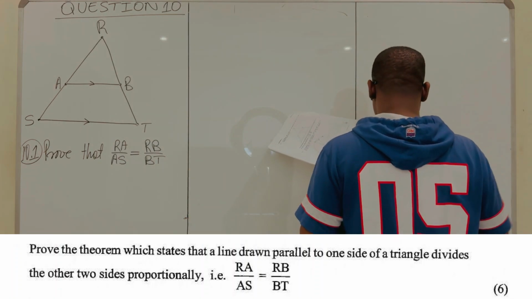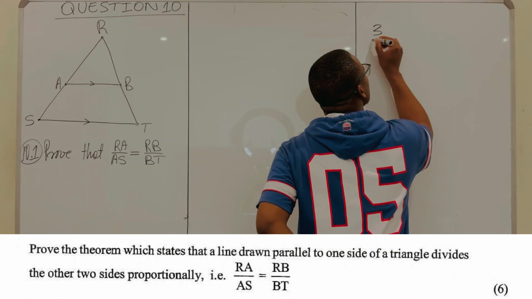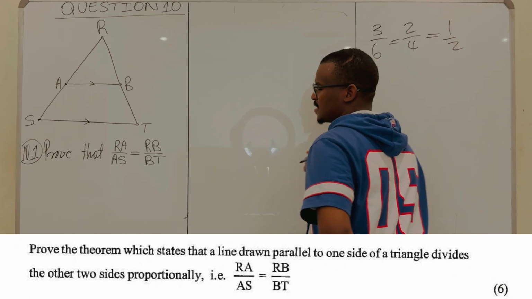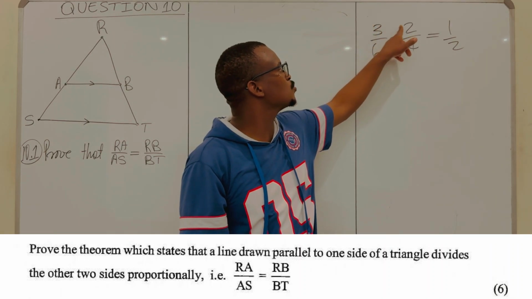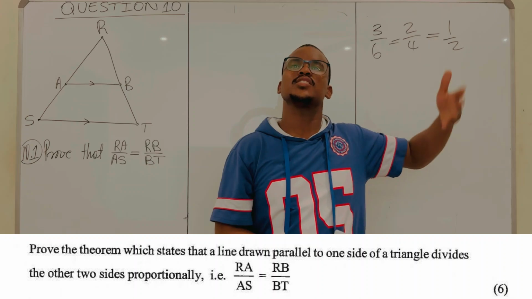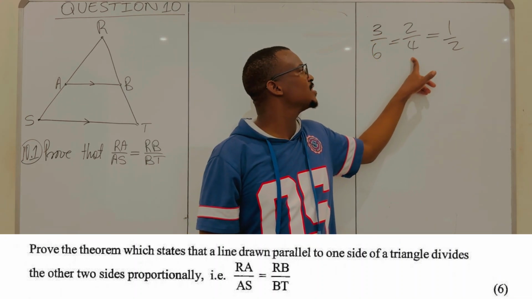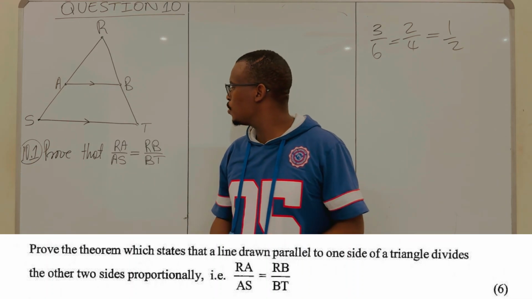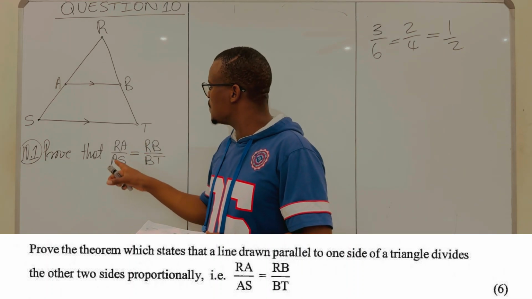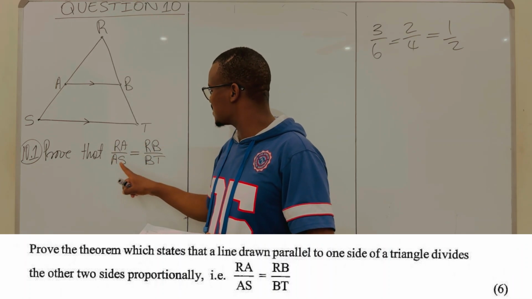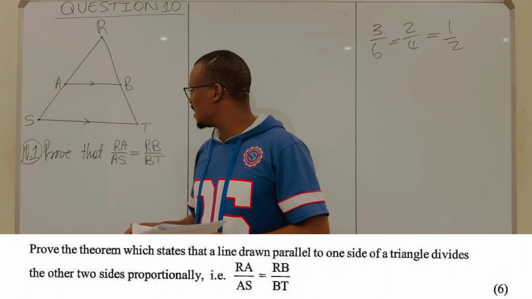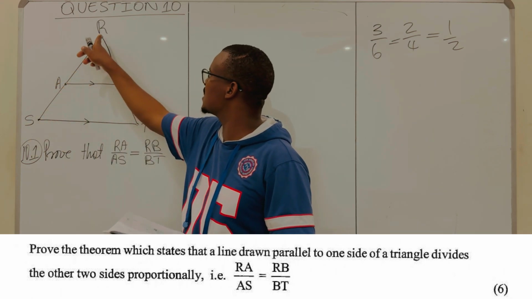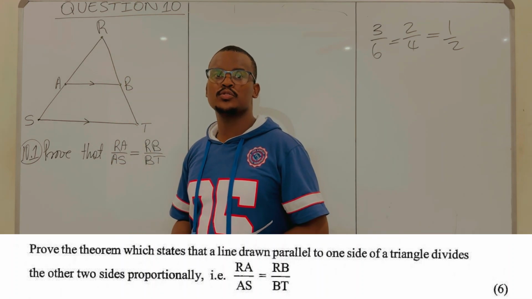For example, you can talk about two ratios. Look at 3 over 6 is equal to 2 over 4, which are all equal to 1 over 2. But look at all these three things. They are not the same. Doesn't mean 3 is equal to 2. Doesn't mean 3 is equal to 1. They're just of the same ratio, these two things simplify to the simplest ratio, which is 1 over 2. So it does not mean they're the same. So what I'm trying to say is that in general, it does not mean your RA is equal to RB and your AS is equal to BT. But what they wanted to prove here is that your RA, which is this length here, over your AS, is the same as that of RB over your BT. That's what they wanted to show.